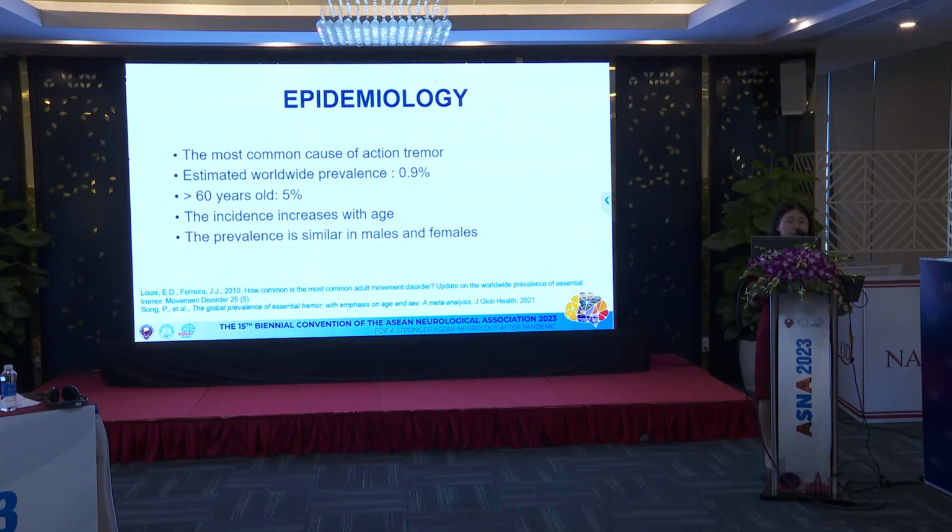Essential tremor is the most common cause of action tremor, with an estimated worldwide prevalence of 0.9% and about 5% in people over 60 years. The incidence increases with age, and the prevalence of essential tremor is similar in males and females.